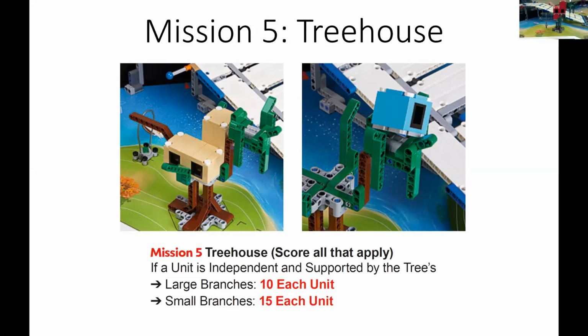So independent means it can't be attached to something else. But I think this would count for having 4 units in the large branches, which would be 40 points, because this one is in the end supported by these branches. And really, yeah. And then if you manage to stick stuff in the small branches, that would count. Whoa, that would count. And you could stack stuff and you get 15 points for everything over there. So any questions on that one?